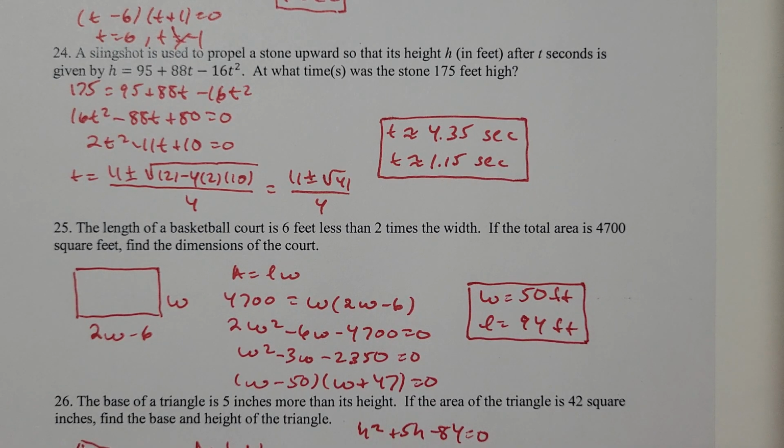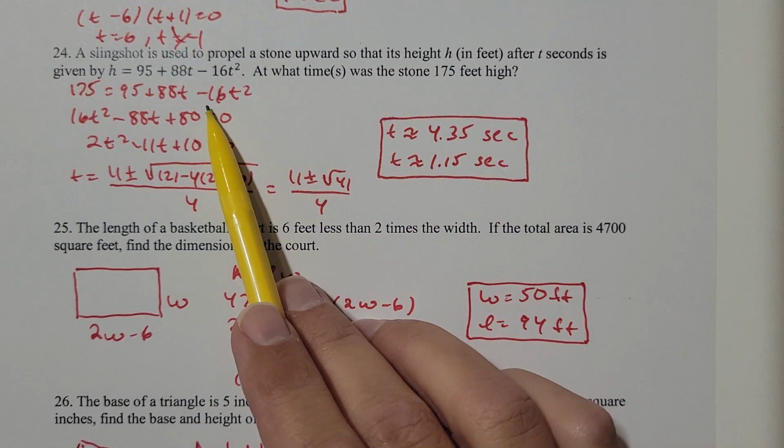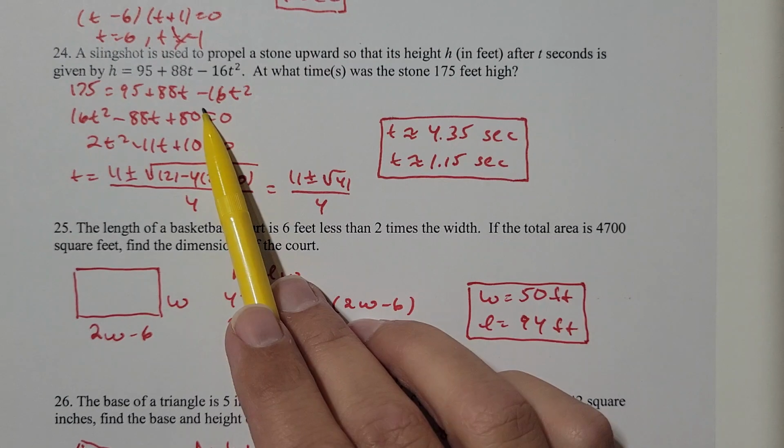Problem 24 says that a slingshot is used to propel a stone upward so that its height h in feet after t seconds is given by the equation h equals 95 plus 88t minus 16t squared. At what time or times was the stone 175 feet high? So h is the height and t is the time. Well, I'd want to set the height equal to 175 and then solve this equation here for t.